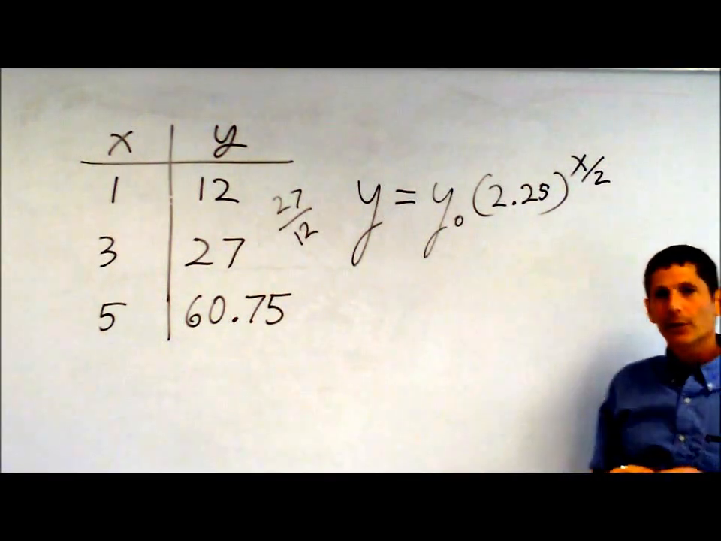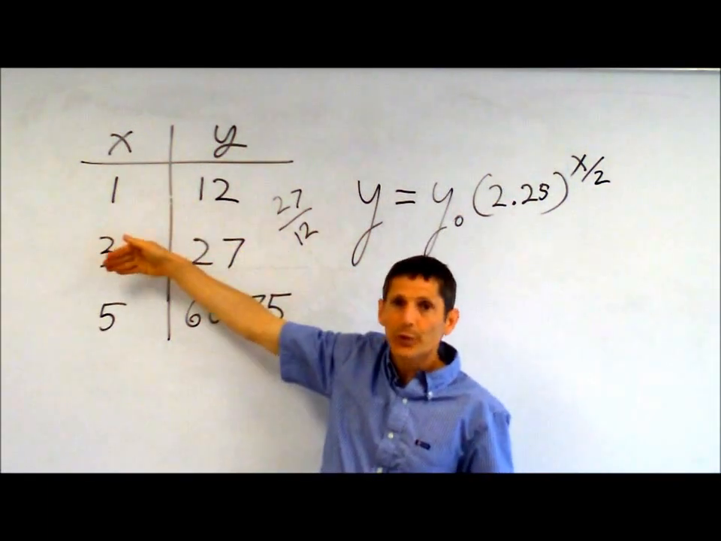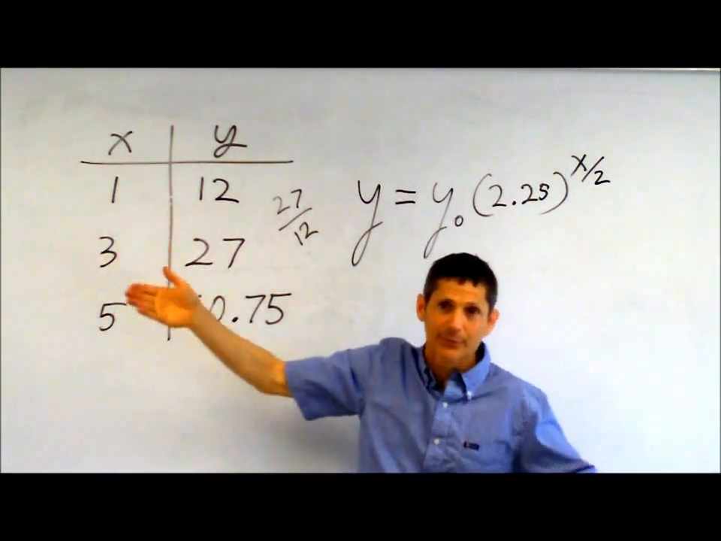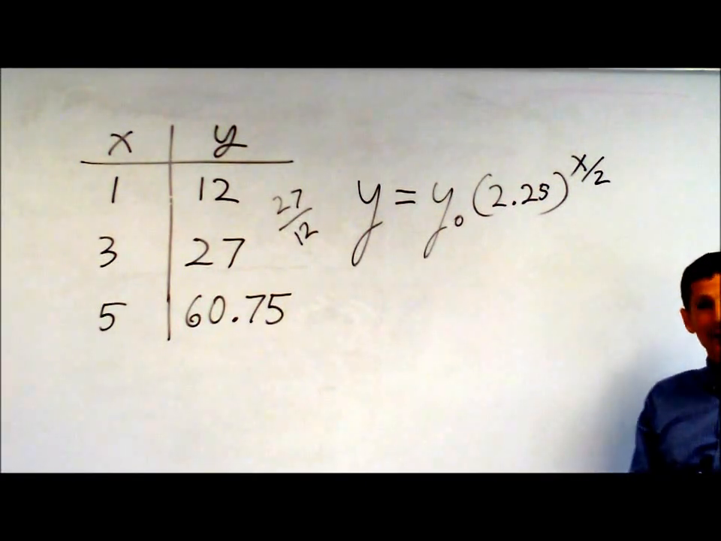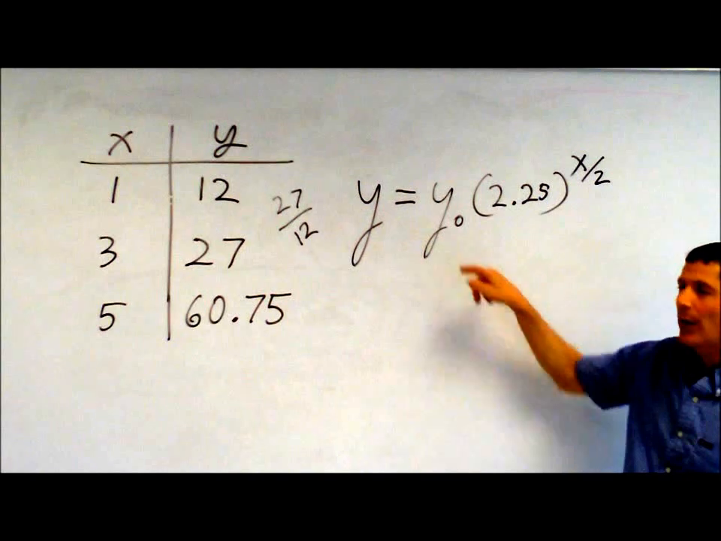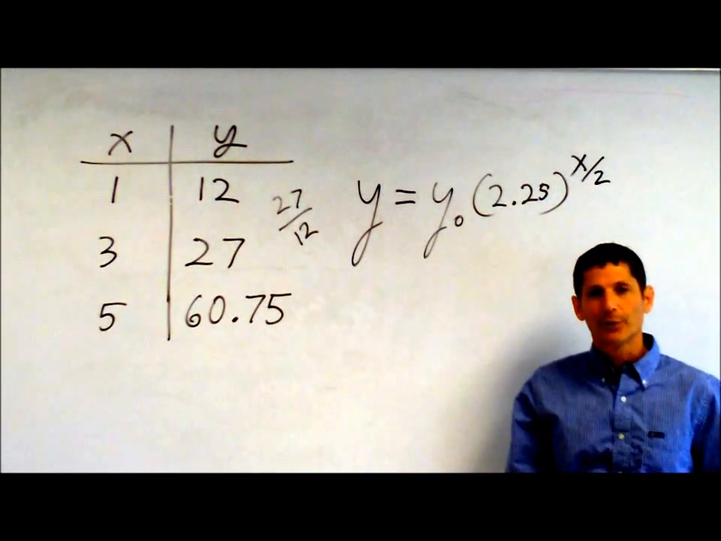Is that working for you? Yes. Every interval of 2, every 2 years, if this was time, could be in years, my base is increasing by 2.25. I'm basically done here, except I don't have a starting value. Now, how am I going to figure that out? Ms. Stewart, what are you thinking?